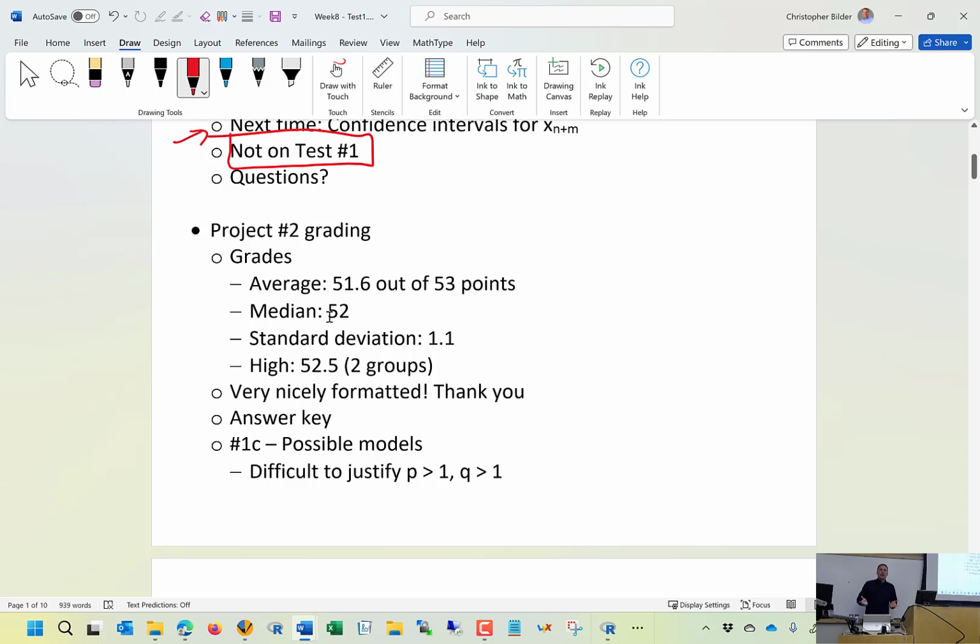So since we last met, all of you should receive your project number 2 back. The projects were very good. Thank you very much for nicely formatting the projects. It makes it easier for me to grade. And also, of course, once you're outside of this class, you should always strive to have nicely formatted stuff too, in terms of reports that you might be generating for a data analysis. Average score was 51.6 out of 53 points. Very small standard deviation with this.